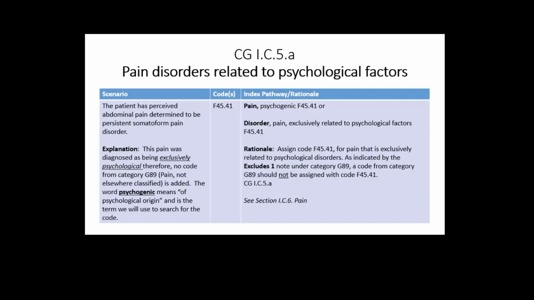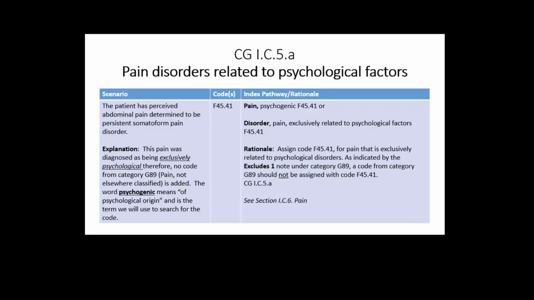The word, as coders, that we need to remember is psychogenic, which means of psychological origin, and that is the term we will use when we are searching in the index for this type of pain. We can find the code either under psychogenic pain or under a pain disorder exclusively related to psychological factors. The key word we're looking for here is exclusive.